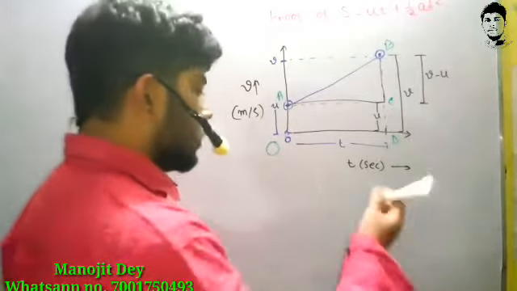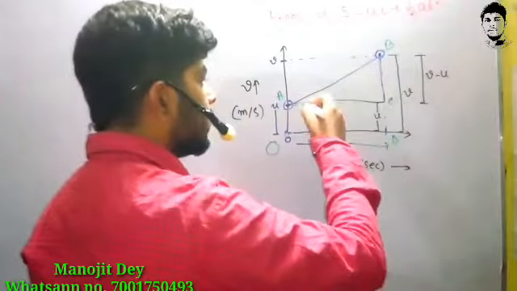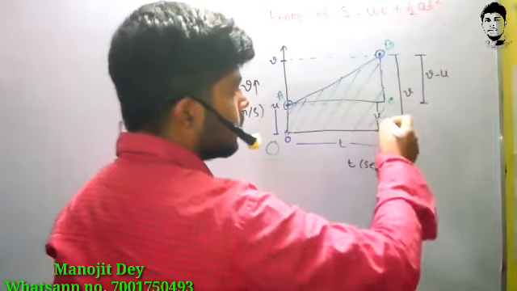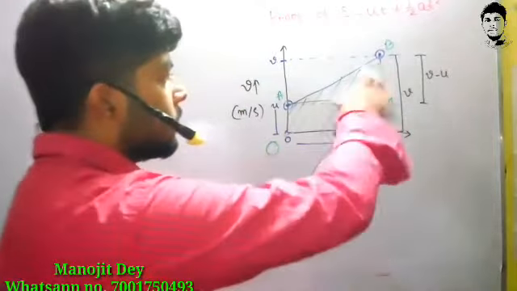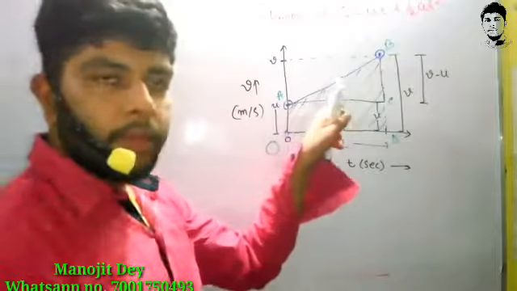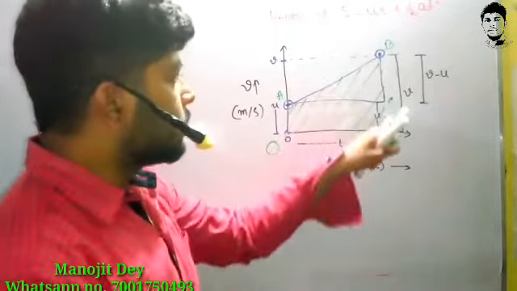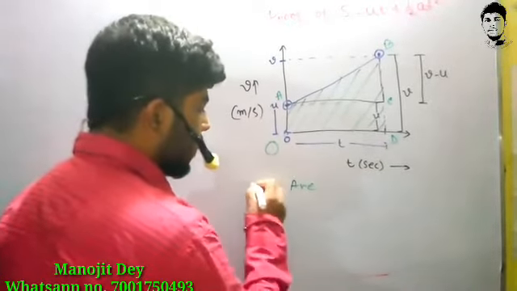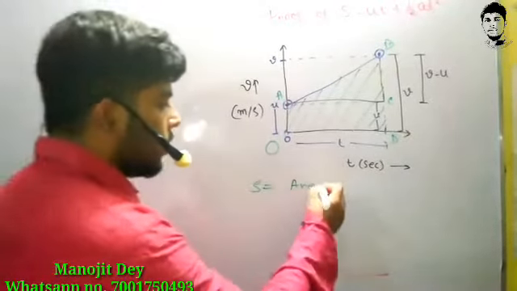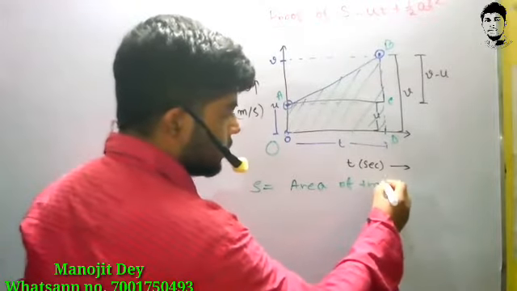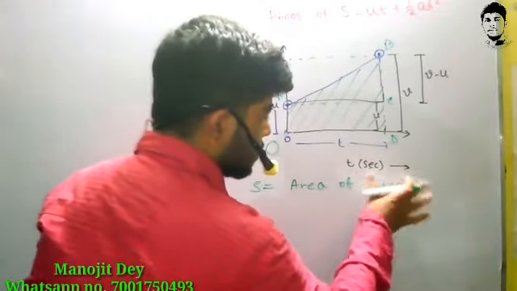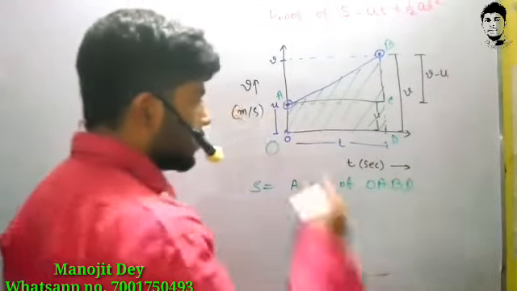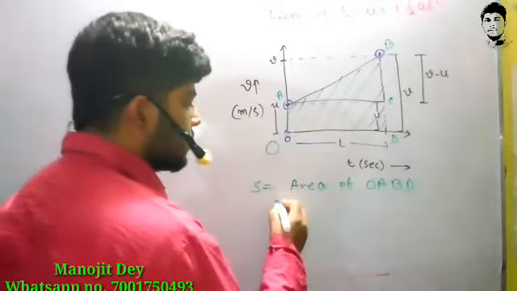See, as this line will be the graph, so the area under this is this area, right? So what will be the area of that picture? The area of that picture will be the area of the trapezium OABD. S means displacement. So displacement will be the area of the trapezium OABD.